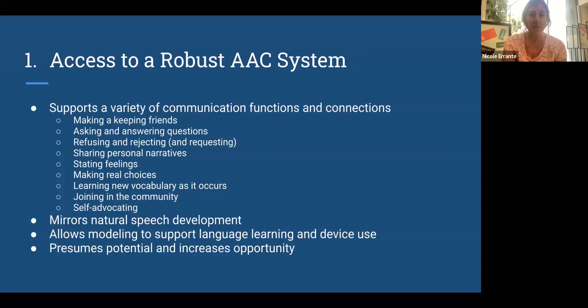So making and keeping friends, you might need a lot of social vocabulary, a lot of question words. Asking and answering questions, obviously it's going to need question words. How are you and how are things going? And then the words to answer those questions. Refusing and rejecting are really important. So a robust AAC system would have lots of ways to say that. No thanks, don't want, stop, and no, don't like it. Sharing personal narratives is important. So that would be a robust system that also might have some personal vocabulary that's been customized. And we'll talk more about that one too.